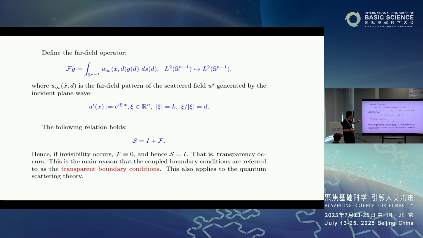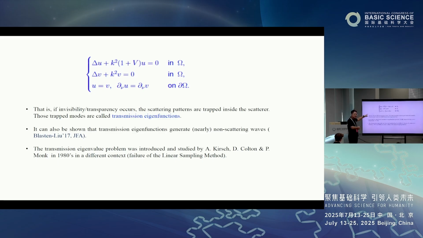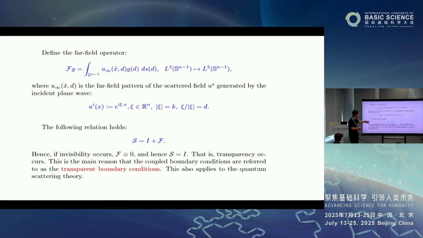Again, you get this scattering pattern. The scattering operator can be reduced by studying the same scattering system here. So that means you can still study the so-called transparency, or invisibility phenomena, which occur for some frequencies.